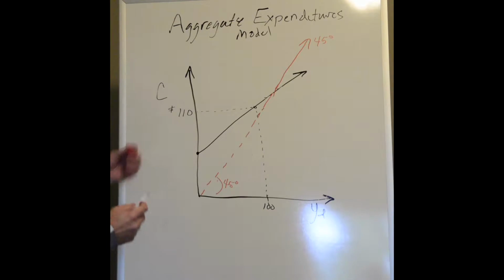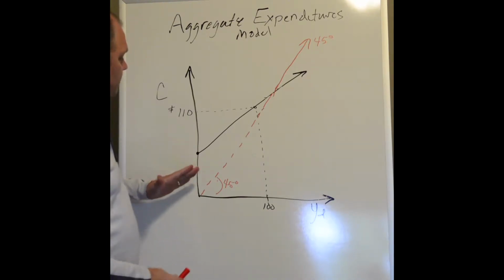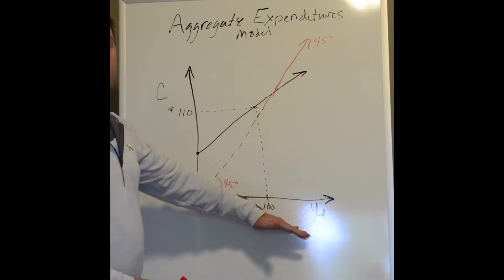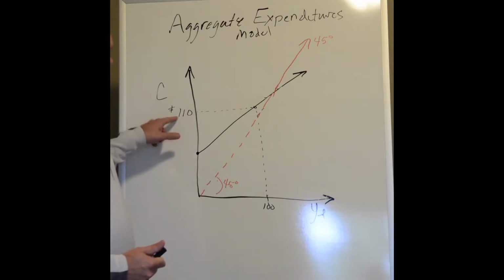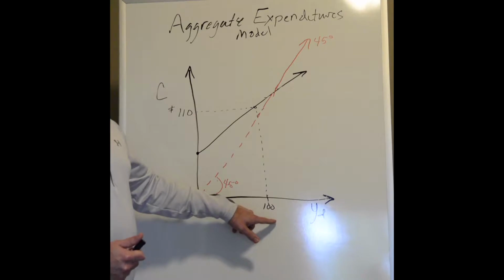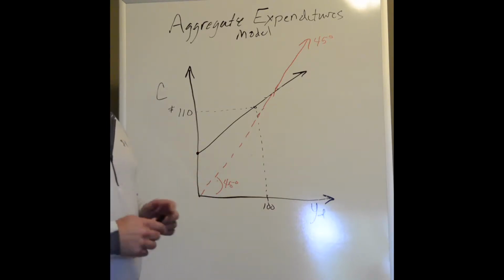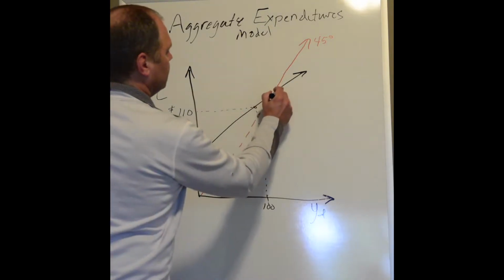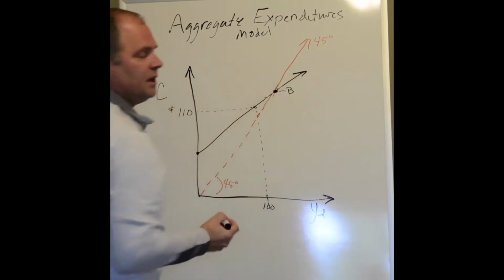Okay, so that red 45-degree line represents, mathematically, all the places where consumption and income are exactly equal. As we're doing this, we can ask ourselves, well, here we're spending more than we were earning, so at what point on this graph are we spending exactly what we're earning? And that point is right here. We'll just call it point B for now.